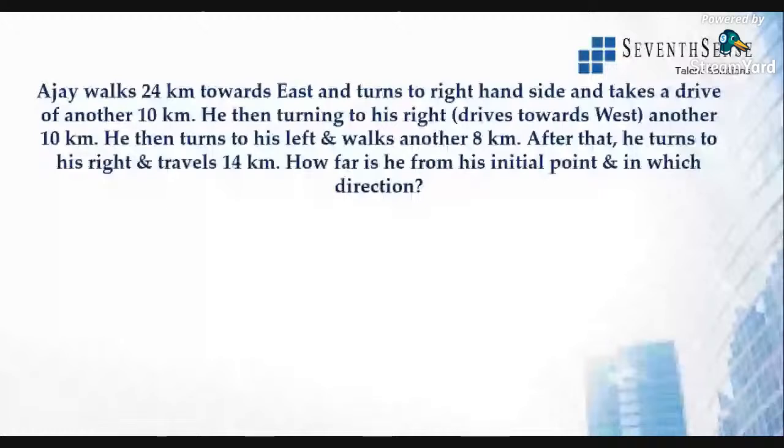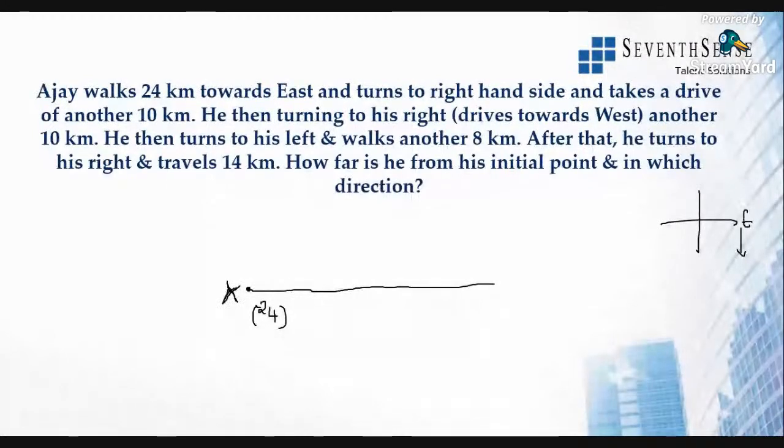All right. I'll just take this as the starting point X. Now he travels 24 kilometers towards east. So this will be 24 kilometers. Now from east he turned towards right. If you take this east towards right, it will be south. So he turned towards right and takes a drive of another 10 kilometers. I'll just take a 10-kilometer drive here.